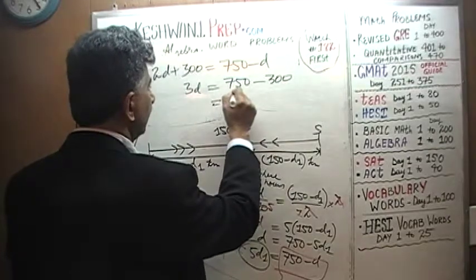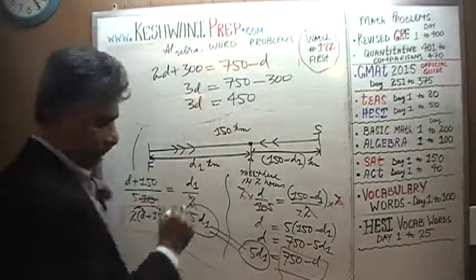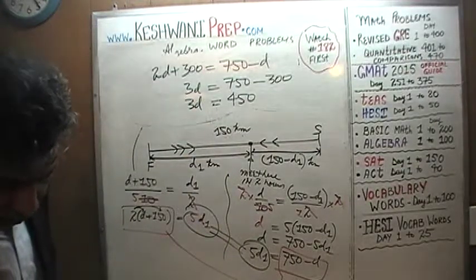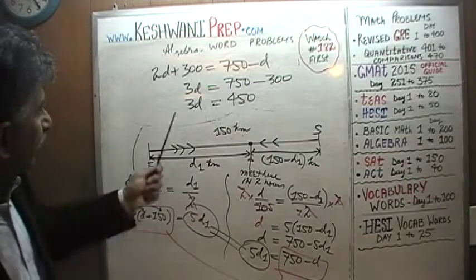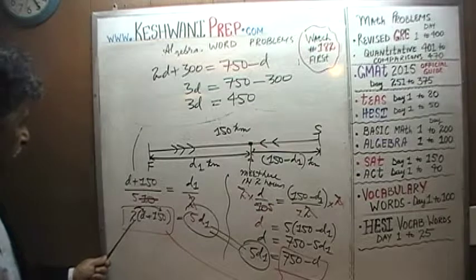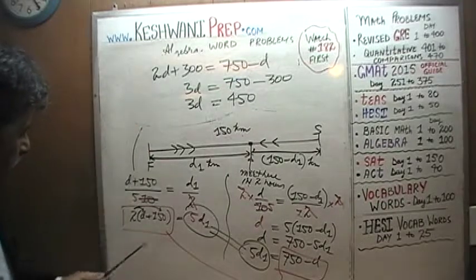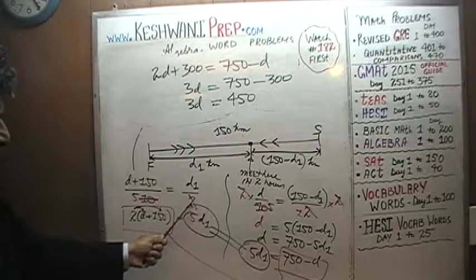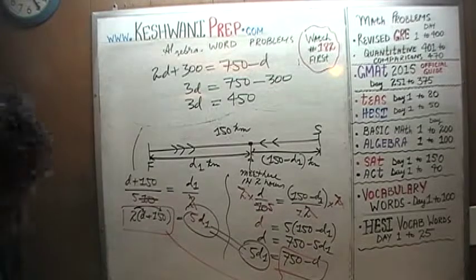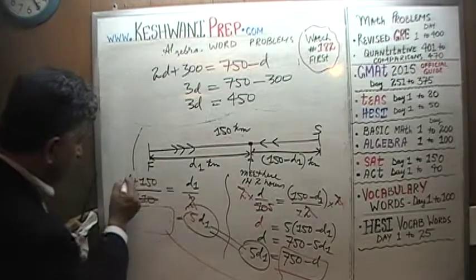750 minus 300 is 450. I'm getting paranoid one more time because I don't remember doing any of this. Yep, I made a mistake somewhere, I guess. 750. Did I make a mistake here? D plus 150. What is this 2? Oh, Jesus, see, I left out this 2 here. We crossed it out, but I forgot to take it out here. I can't believe it. See, once we dropped out the D, it's just D plus 150.